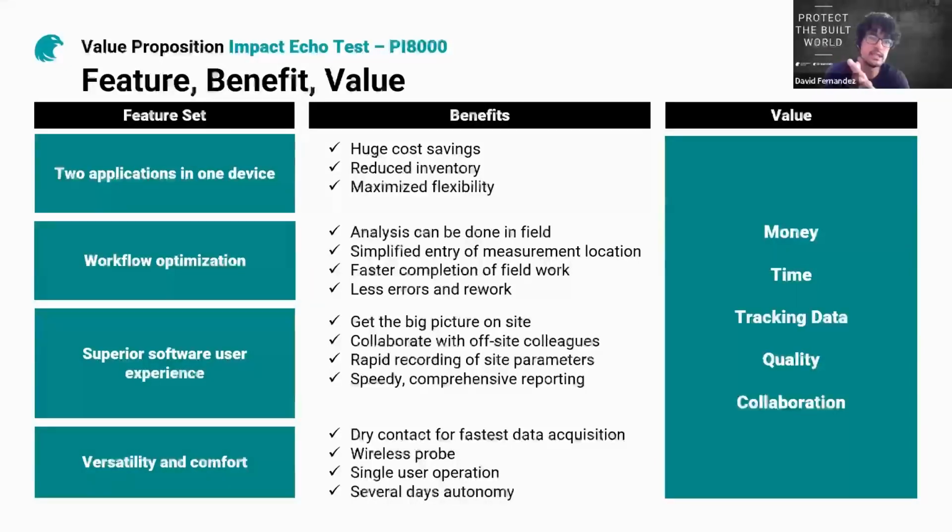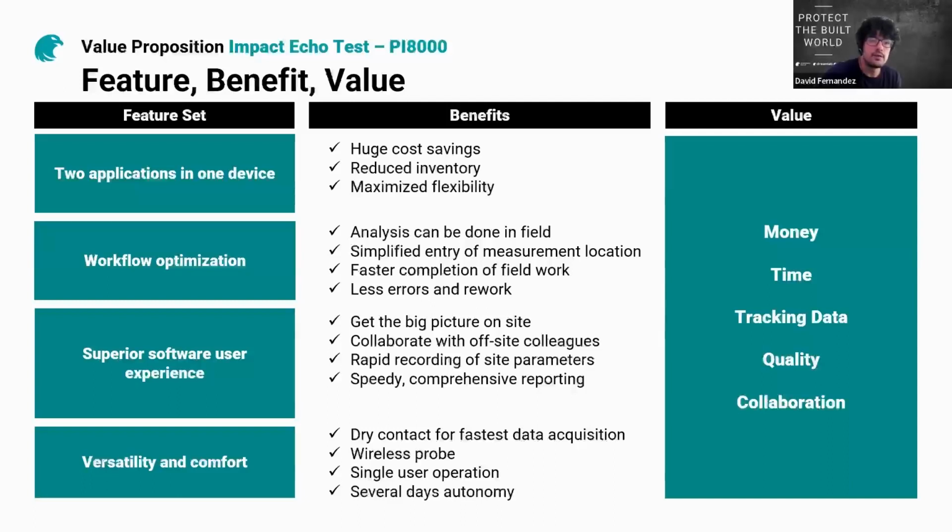So remember, we can use this app in pile integrity testing and in impact echo testing. So if you are a user that normally, or your company normally, does both tests, you don't need to buy two different sensors, because we are the only product in the market that is able to perform both tests with the same probe, with the same sensor, with the same app. So this is really good because it's a huge cost savings, and it also allows you to reduce the inventory.